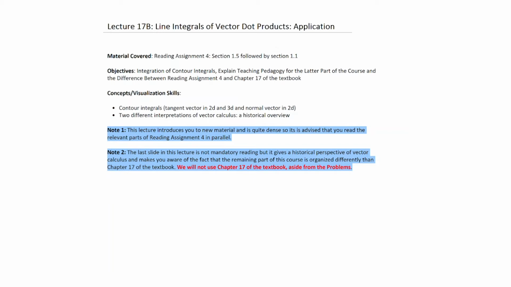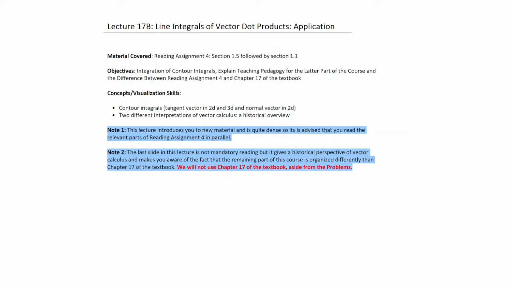Welcome to Lecture 17b, and this lecture is on line integrals of vector dot products and particular applications. So we've more or less got the fundamentals behind us, and now we want to actually utilize them to solve specific problems. The material in this lecture is covered in section 1.5 of reading assignment 4, followed by section 1.1. So the objectives are essentially the integration of contour integrals.